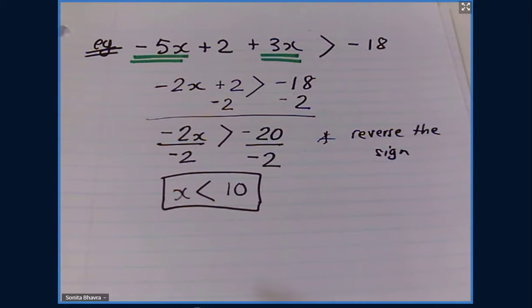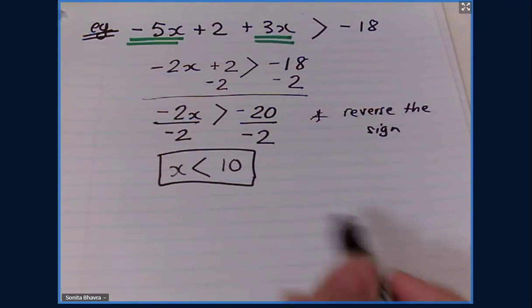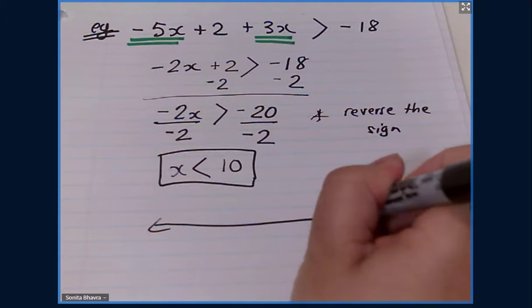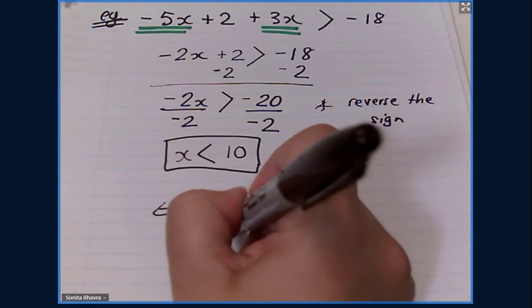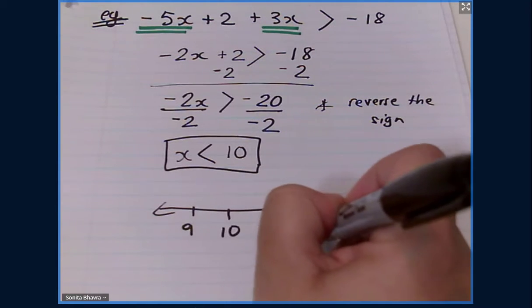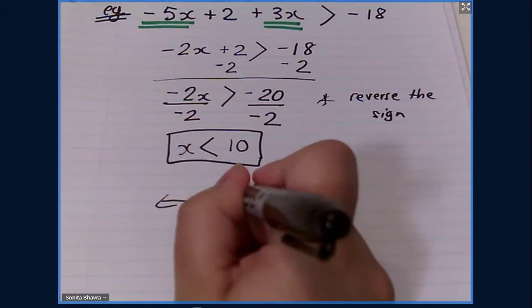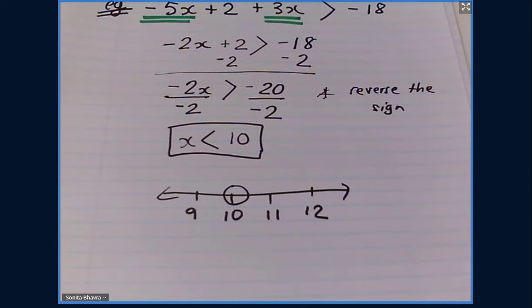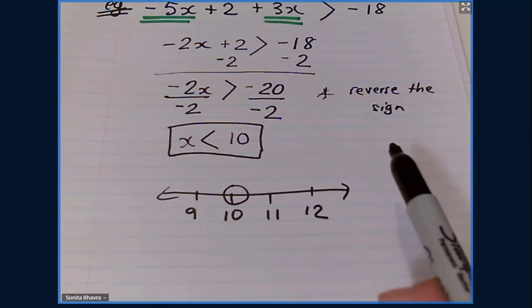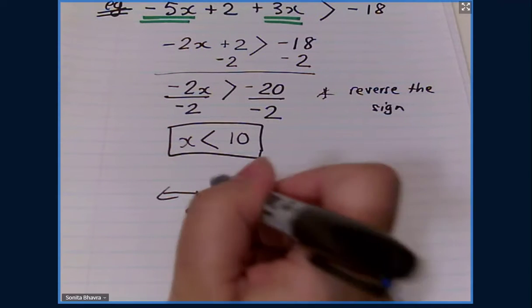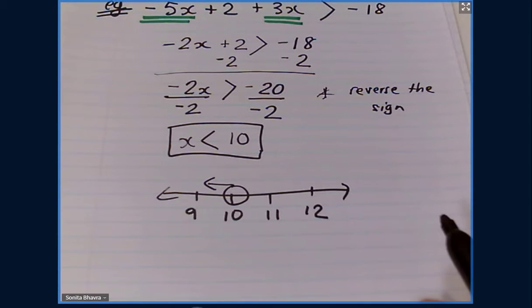And then, of course, if the question requires you to graph it, then you would graph it on a number line showing that x is less than 10. So if I have a number line like this, 9, 10, 11, 12, and there is the 10. It's not included, so I do use the open circle, and then it's less than, so it would be pointing that way.